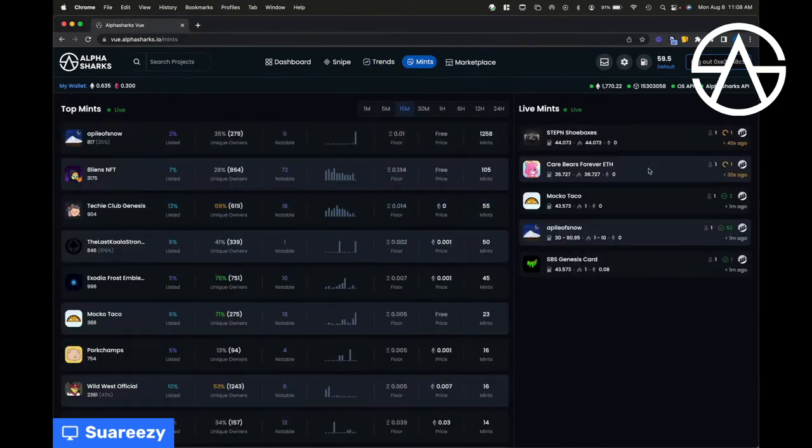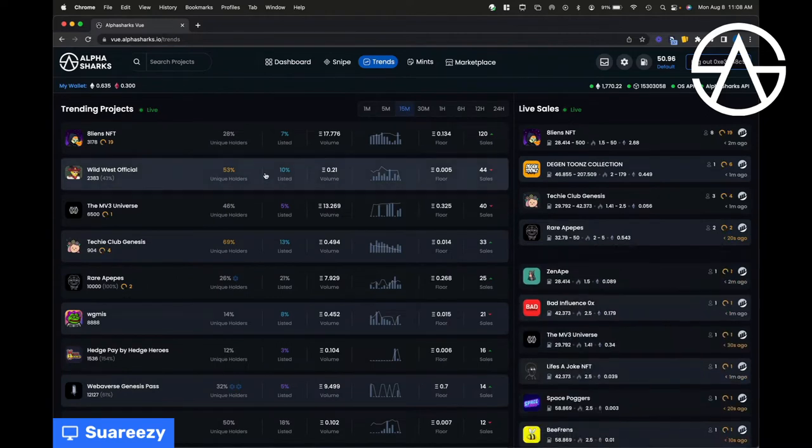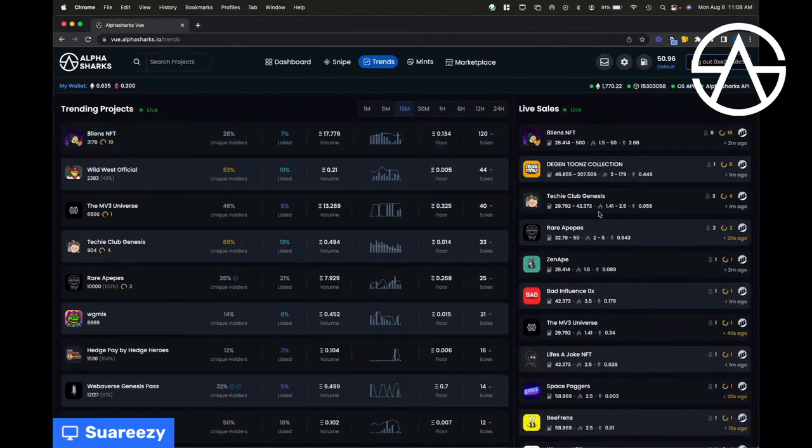Right now we can see not a lot of mints coming through. Notice we don't have lots of pending transactions or lots of transactions in the mempool. Notice when we go to trends, there's a lot more action going on here. We have a lot more transactions flowing through. So we actually might have our live example here.